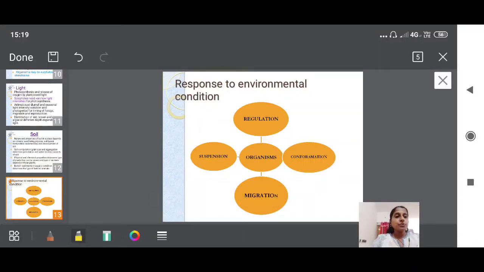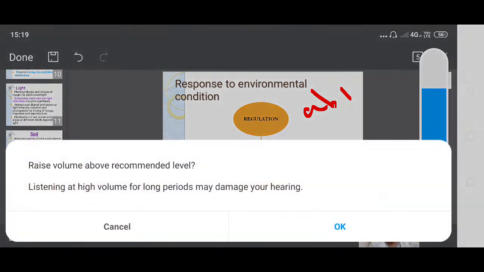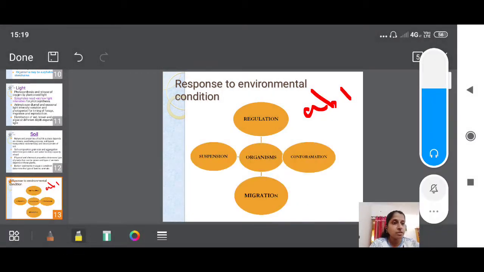Hi students, in the last class we already discussed response to environmental conditions, or what we called abiotic conditions, isn't it? Abiotic stress is how living organisms respond. In this section, I will explain the same thing to some extent, and then we will follow with the next.